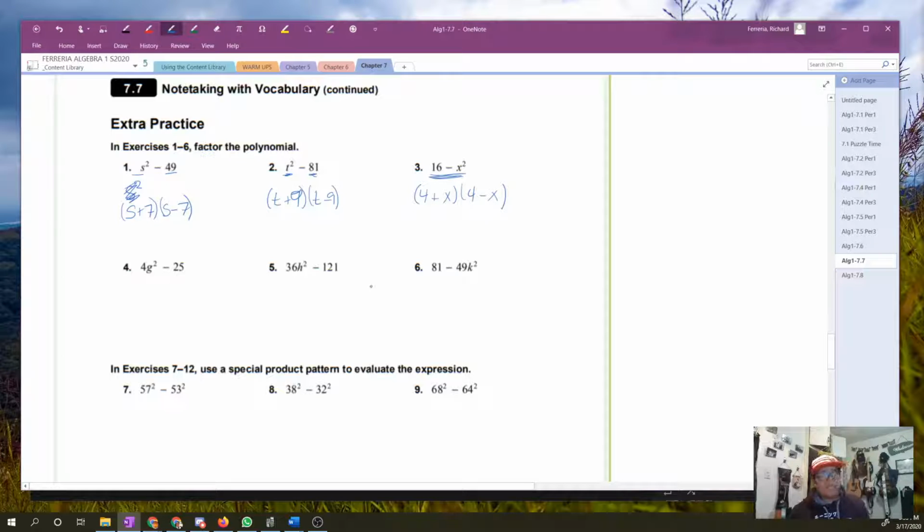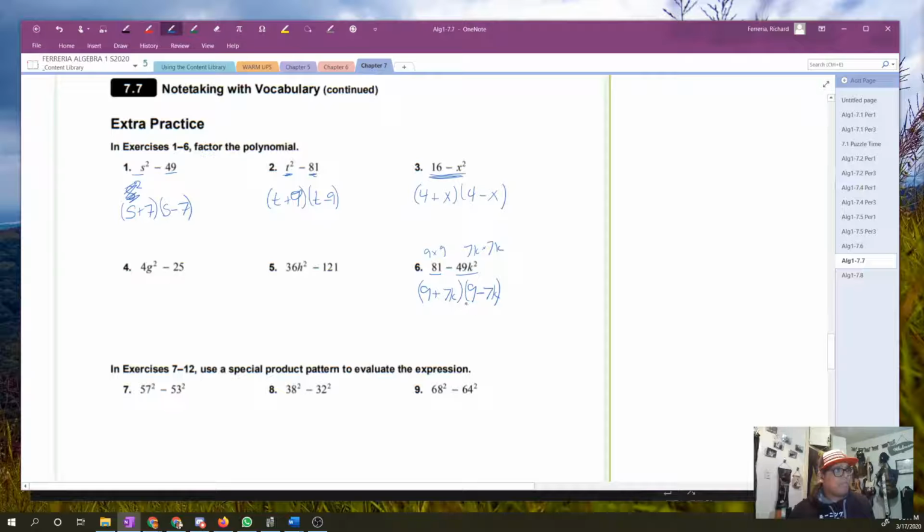Let's take another one that looks kind of freaky. Hey, let's do number 6. Why not? That's a perfect square, that's 9 times 9. This is a perfect square, that's 7k times 7k. So we can factor this now. This is a difference of squares, so we'll do the sum and difference formula. Square root of 81 is 9. We'll put that in the first position. Square root of 49k squared is 7k. We'll put that in the second position. And it's a sum and difference.